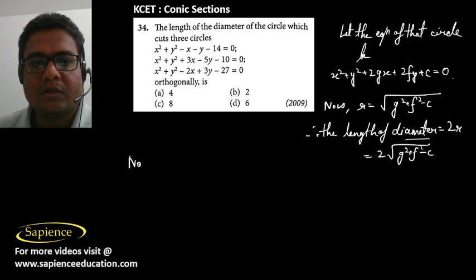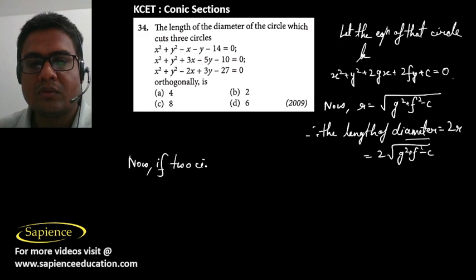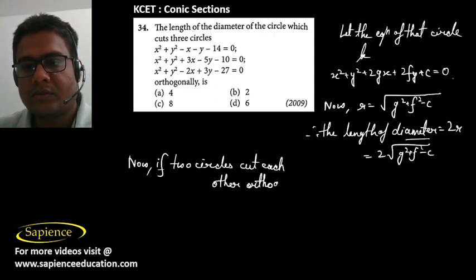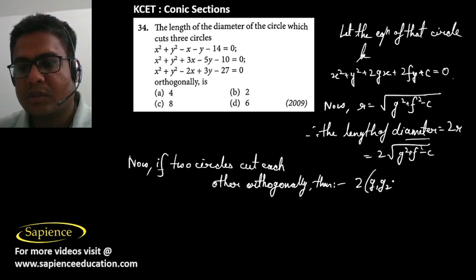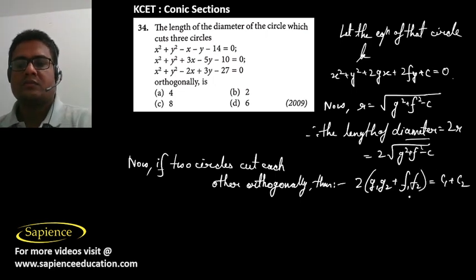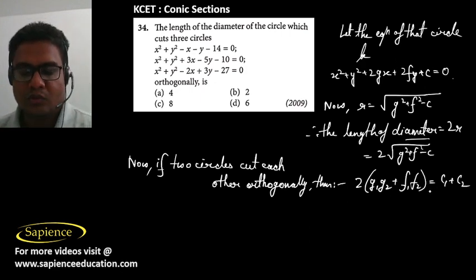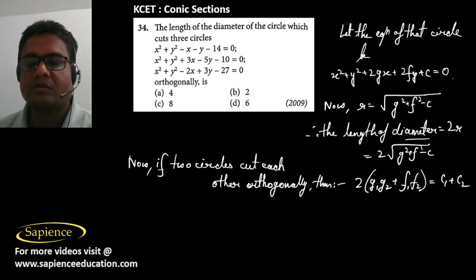So now we know that if two circles cut each other orthogonally, then we have 2 into g1 g2 plus f1 f2 is equal to c1 plus c2.